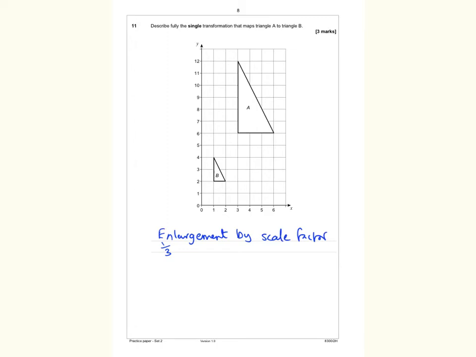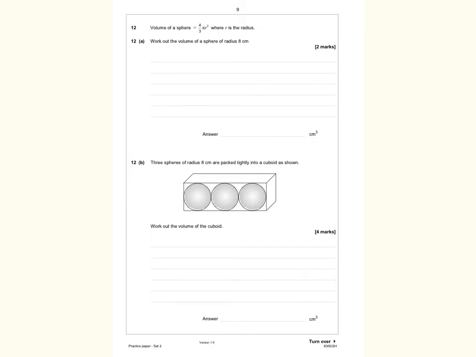And try different points. If I was to choose this point, it wouldn't work. So I've got 1 and 1, then I'd have to multiply that by 3: 1, 2, 3, 1, 2, 3, but this point is not here. But with this one it worked out quite nicely. So an enlargement by scale factor 1/3 with center (0, 0).